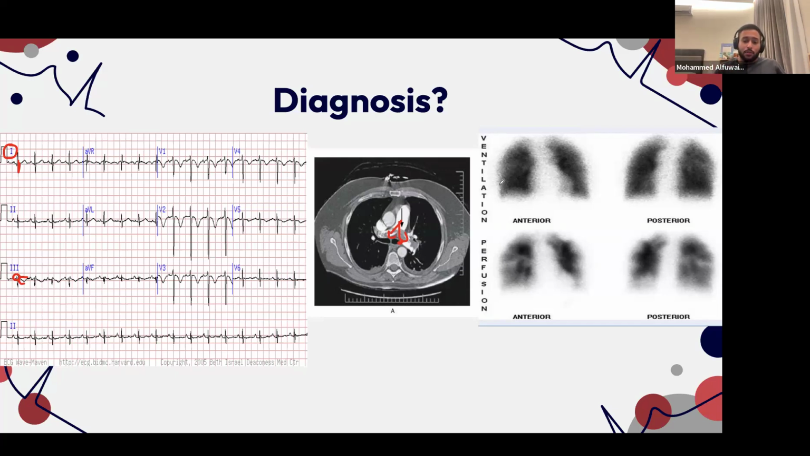So here you have normal ventilation. This is a nuclear medicine scan. The normal ventilation, there's no defects. In perfusion, you can see clearly defects in a lot of areas. And the right lung is more apparent here. So this is what we call ventilation perfusion mismatch, or VQ mismatch. This is pulmonary embolism.